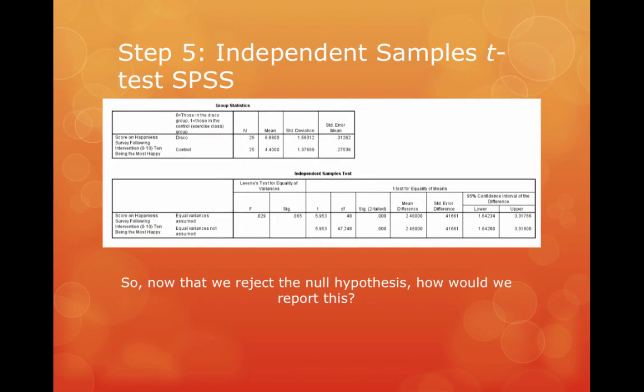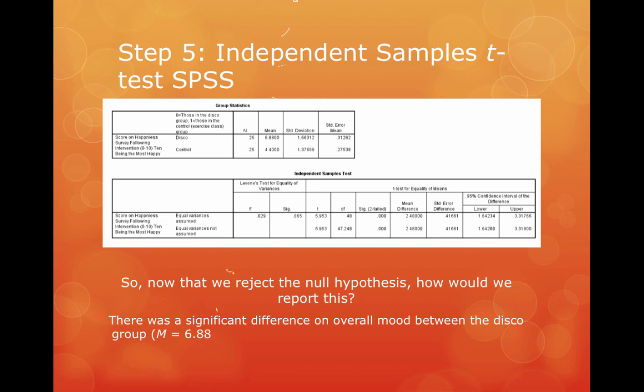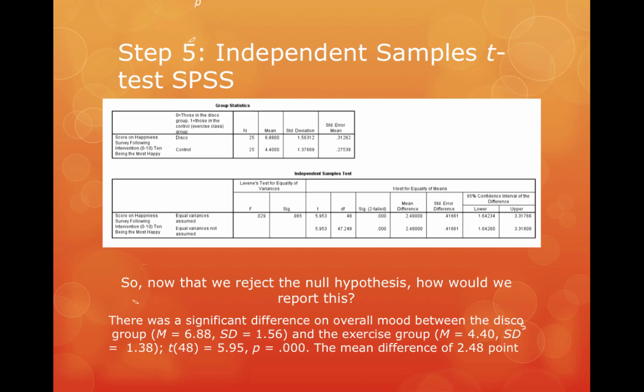So now we can finally move to step 5, stating our conclusions. We report this such that there was a significant difference on overall mood between the disco group, mean, standard deviation, and the exercise group, mean, standard deviation. Our t-statistic of 5.95, 48 degrees of freedom, p-value of 0.000. The mean difference of 2.48 points on the happiness scale indicated a very large effect. d is equal to 1.80.